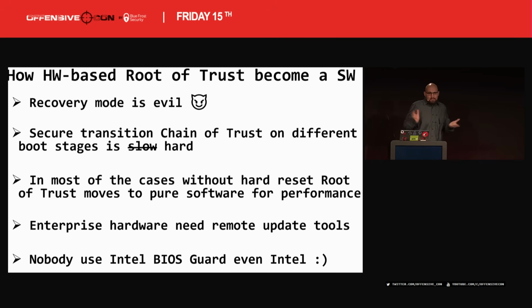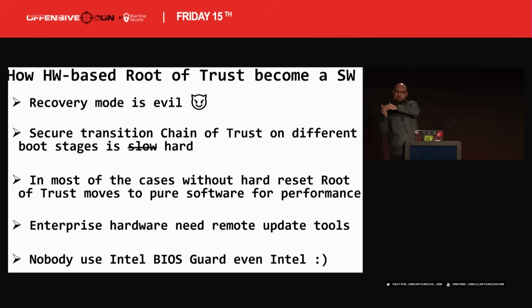So, how did the hardware-based root of trust become software? Recovery mode is evil. Secure transition of the chain of trust between different stages is hard and slow. Performance is always quite difficult here: think about sleep or hibernate when you close the lid of your laptop, you need the screen to blink really fast after you open it because it's a marketing feature, right? And a lot of vendors try to transition some of the secrets from the hardware root of trust, not really leaving the hardware root of trust, they just transition the state as true or false.